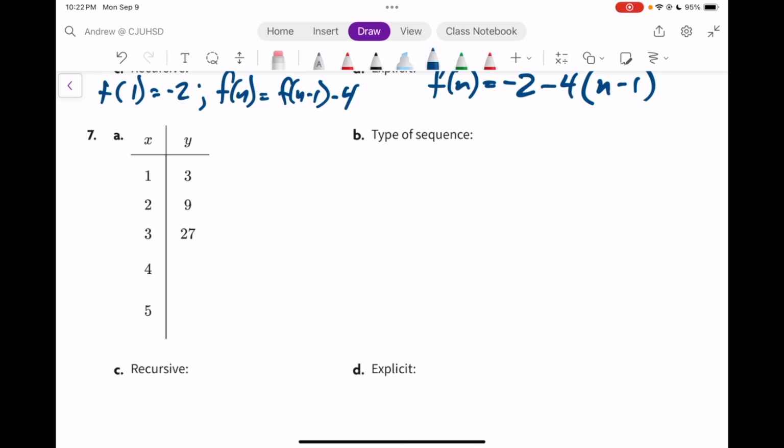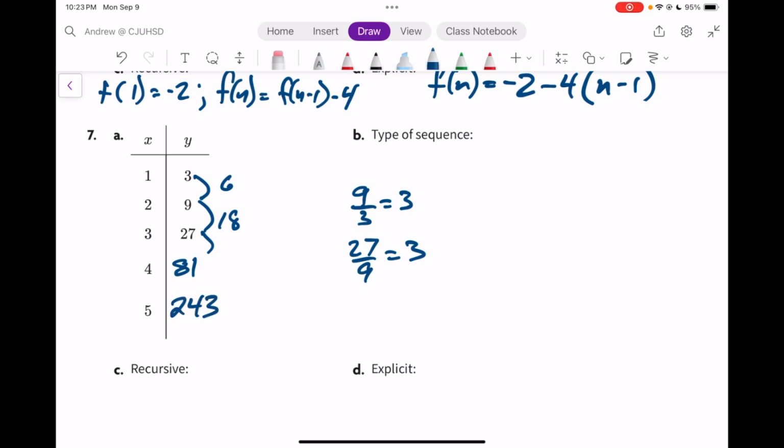Okay, this one goes from 3 to 9. That's a jump of 6. But then it goes 9 to 27, which is a jump of 18. Your jumps are not the same. So it's probably geometric. Let's verify. Take 9 divided by 3, you get 3. Take 27 divided by 9, you get 3. Okay, so then 27 times 3, this will be 81. And then, let's see, 81 times 3. I think that's 243. So this is geometric.